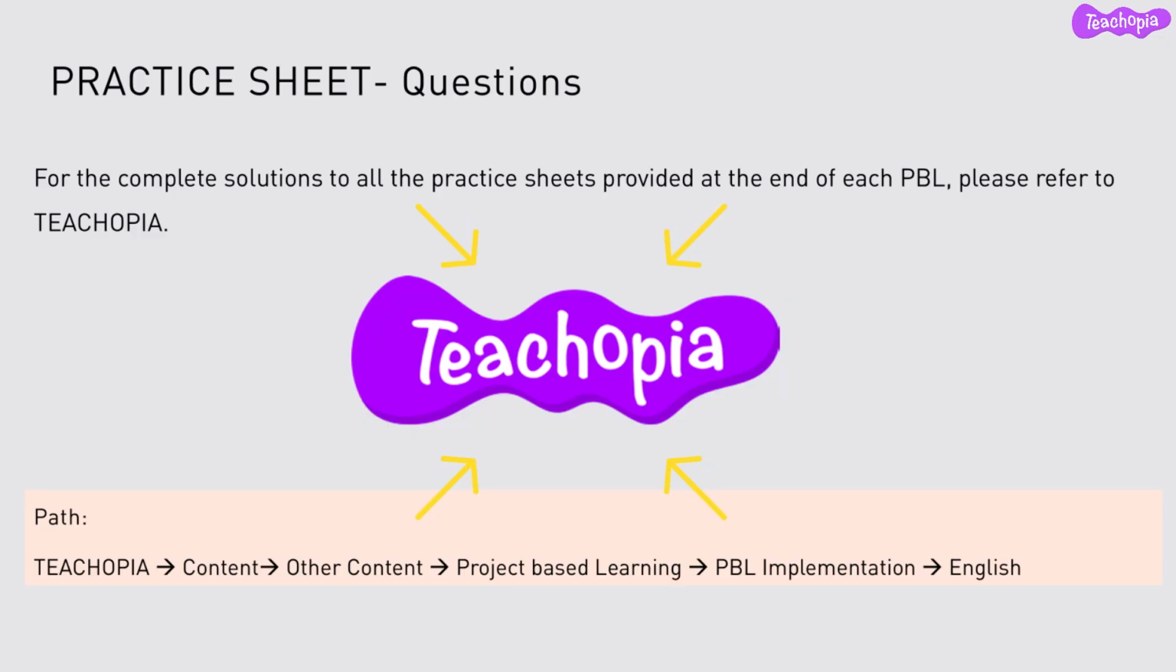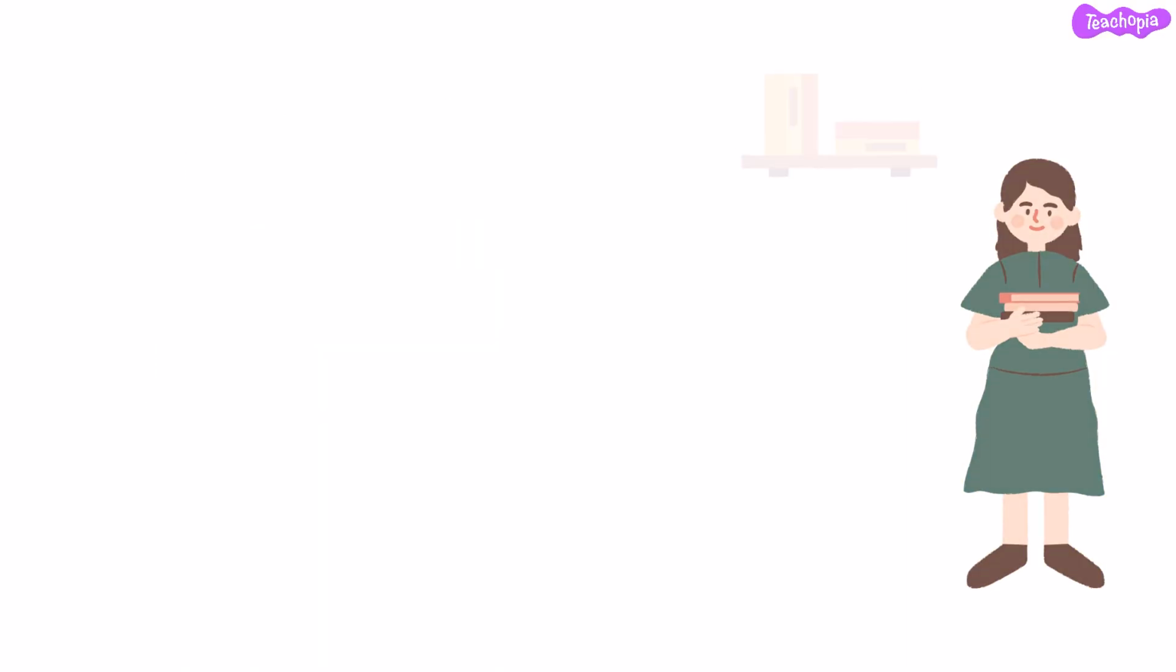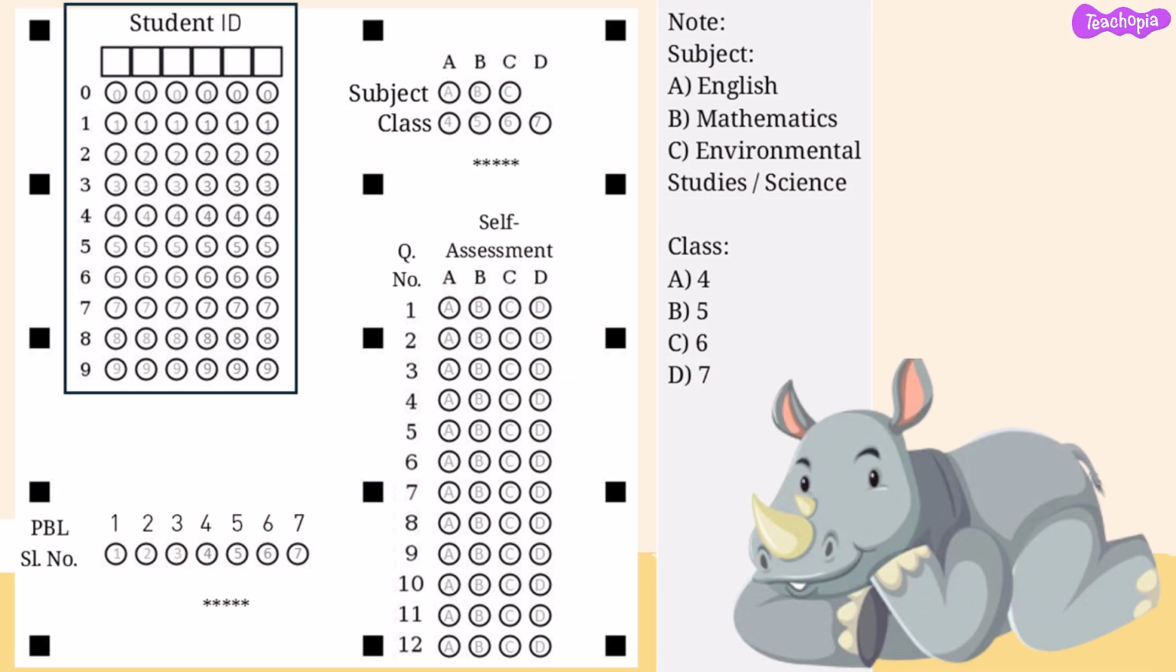Now, an OMR sheet looks exactly like this, where the student has to enter the ID and bubble the numbers. Then you have the PBL serial number, you have the subject, the class, and post which the self-assessment question, the 10 questions, can be bubbled. The answers can be bubbled on this OMR sheet as a practice for their future examinations.